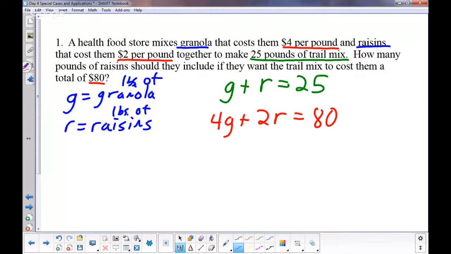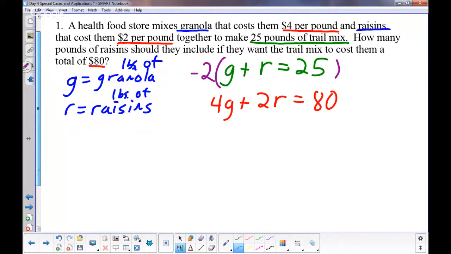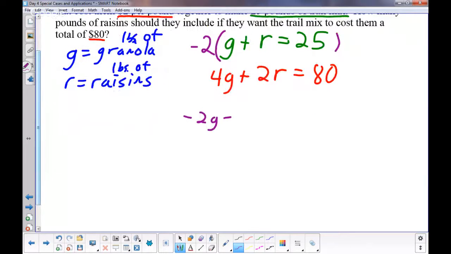And I am going to eliminate the R's. One, it's the easiest number to multiply by. And two, all I have to do is multiply the top version by -2. So by doing that, what I end up with is -2G minus 2R equals -50. And then I have 4G plus 2R equals 80. And I'm going to add those two together.